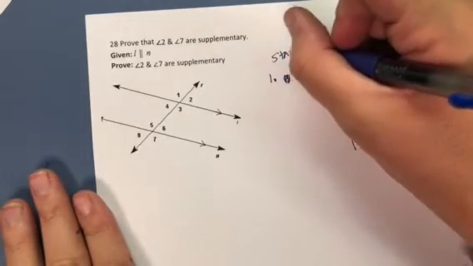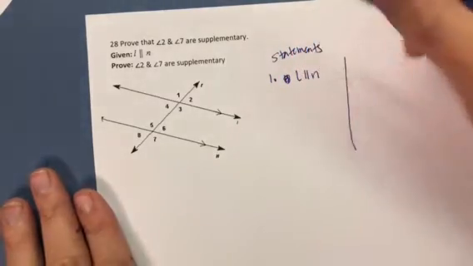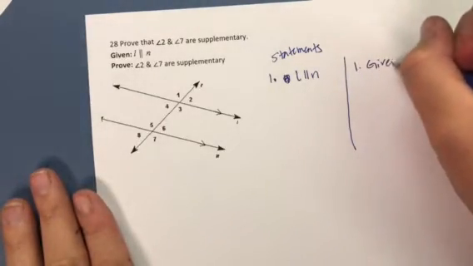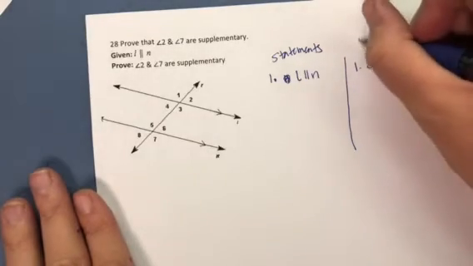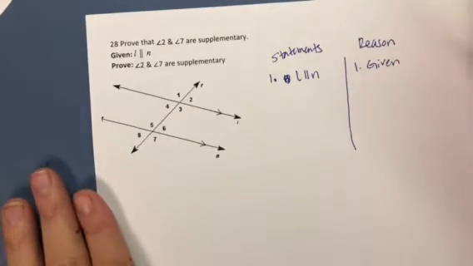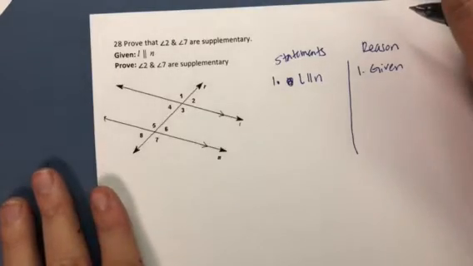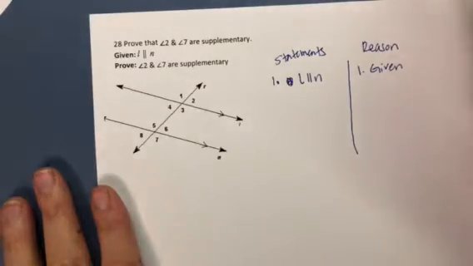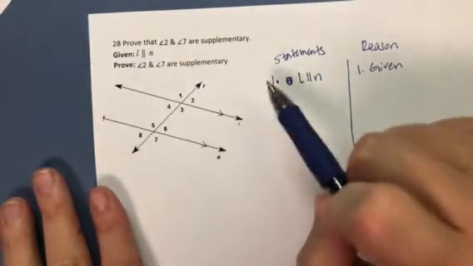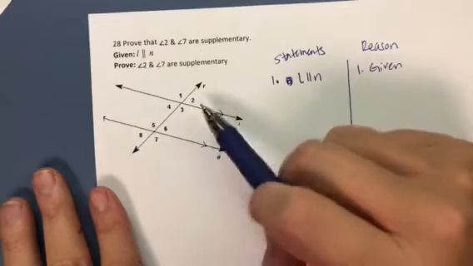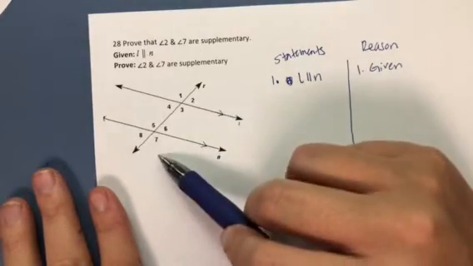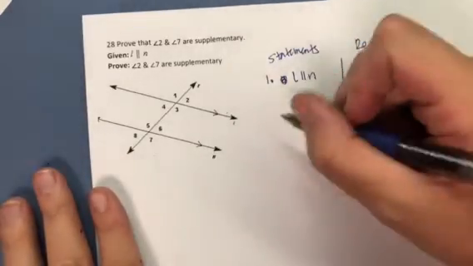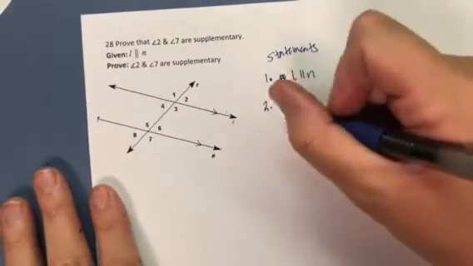All right, so for our statements, we've got that L is parallel to N. The reason for that is it is given to us. So that's our reason. Can't believe I put this one on the study guide. It's so easy. All right, so if L is parallel to N, we ask ourselves, first of all, how are 2 and 7 related? 2 and 7 are same side exterior angles. And there is a theorem that says that when these lines are parallel, our same side exterior angles are supplementary.